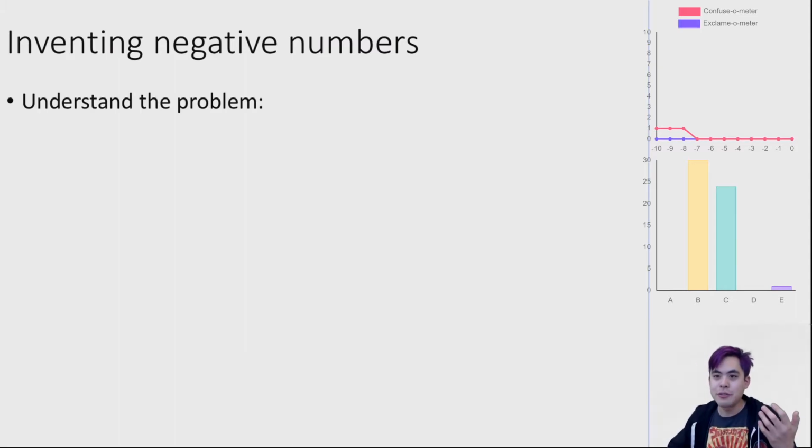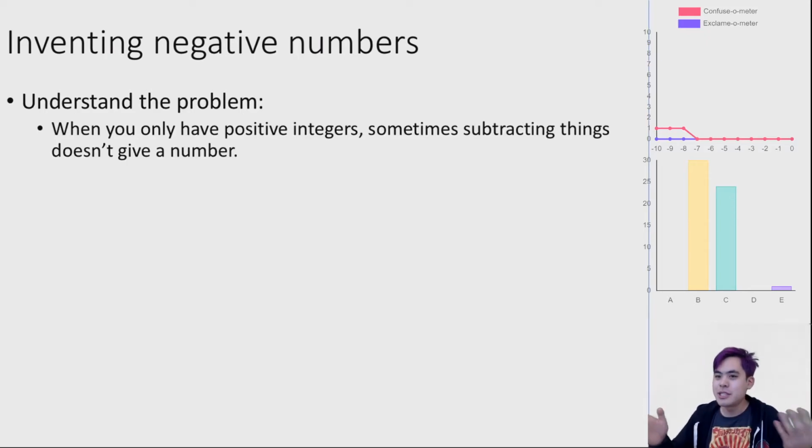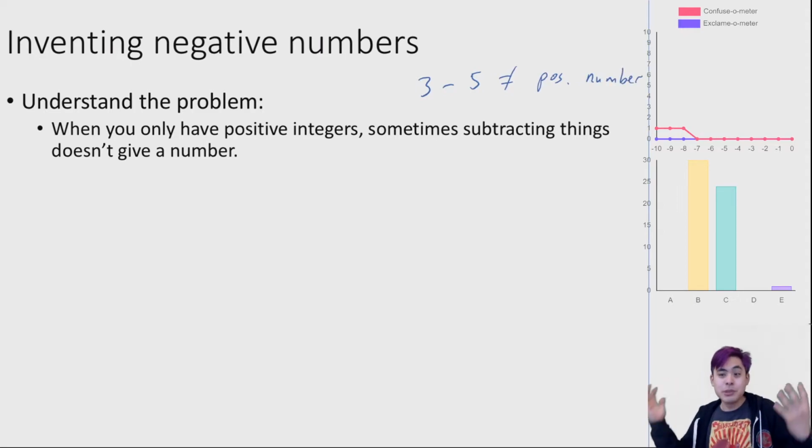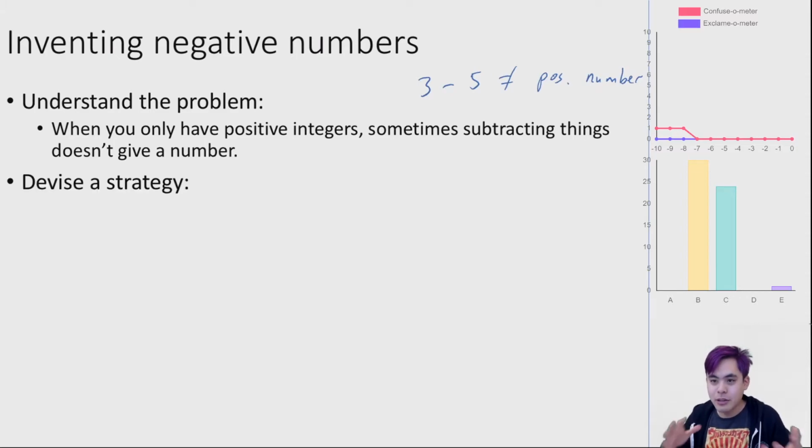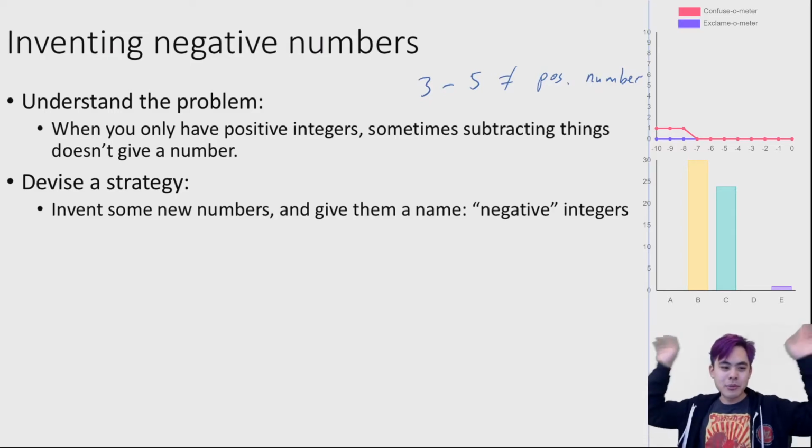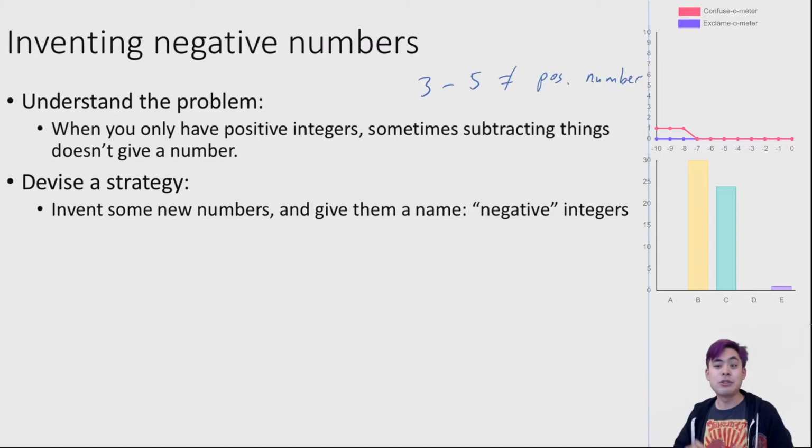So the first thing you have to do is you have to understand the problem. The problem for negative numbers was when you have only positive integers, sometimes subtracting things doesn't give you a number. So the problem is 3 minus 5 is not a positive number. And so we didn't know what to do, or people didn't know what to do. And so you had to devise a new strategy. And of course, there are a couple of different strategies you could have done, but the one we did was we decided, well, let's invent some new numbers and give them a name. We'll call them negative numbers, or negative integers.